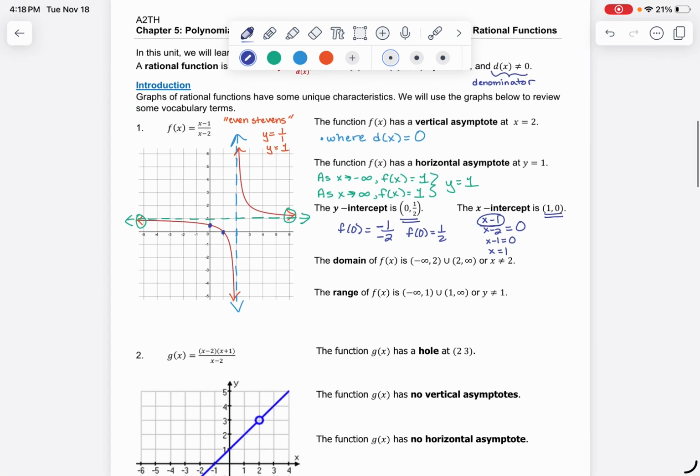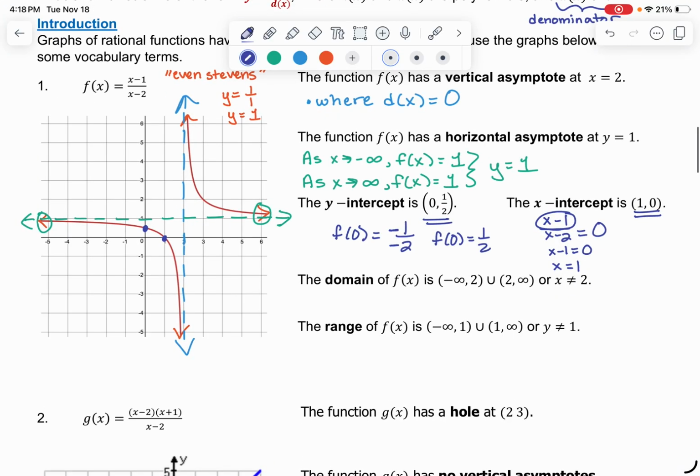All right, so the domain, what is x allowed to equal? X can be anything but 2 because that's where the denominator is 0. So in interval notation, we say the domain is -infinity to 2 or 2 to infinity, with parentheses. In inequality notation, we can just say x cannot equal 2.